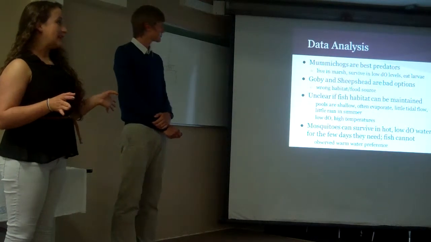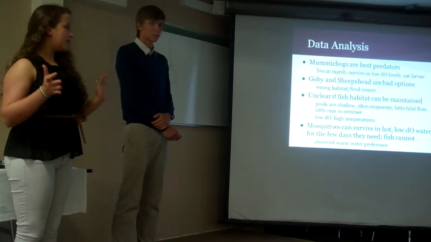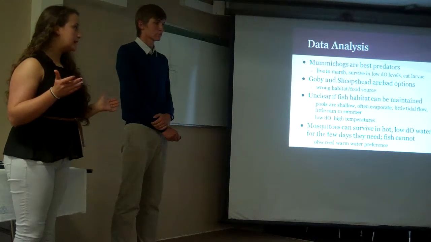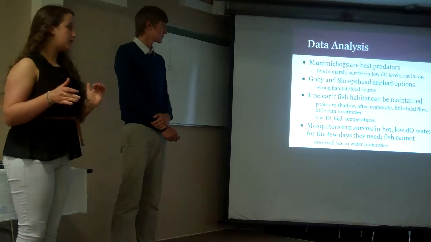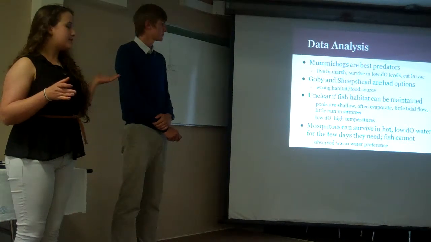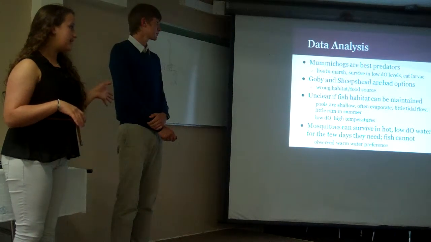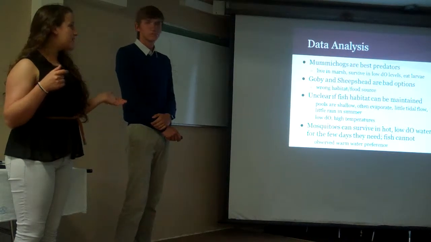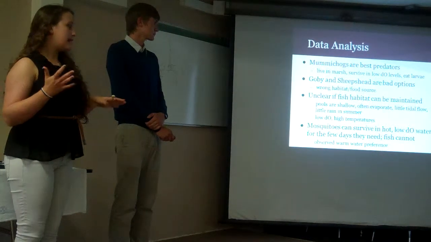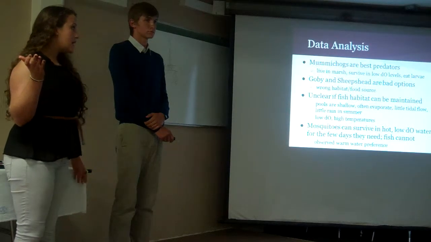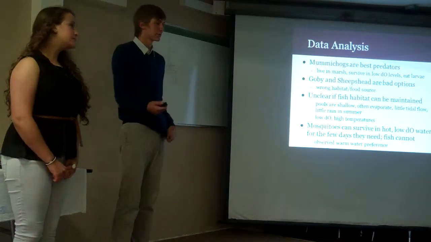The habitat in the marsh is not suitable for fish right now because of, well, there's the whole issue with the pools evaporating so quickly and the tidal flow problems. There's not too much rain in the summer to replenish the water, and there's also the very low dissolved oxygen, the very high water temperatures. But all of these conditions benefit the mosquitoes because they can survive in these hot waters. And they only need to be in the water for several days before they mature into full-grown mosquitoes. So, while fish need a constant water source, if the water dries up, the mosquitoes can still survive there.